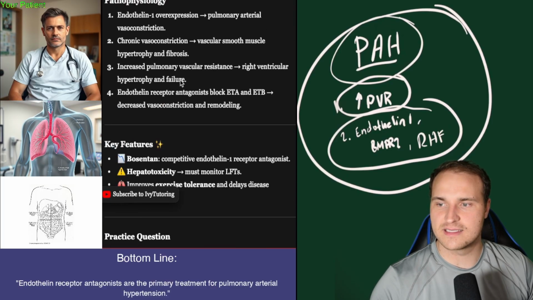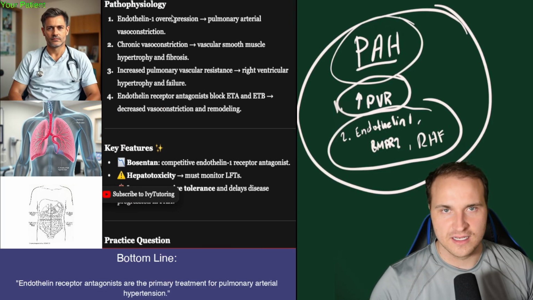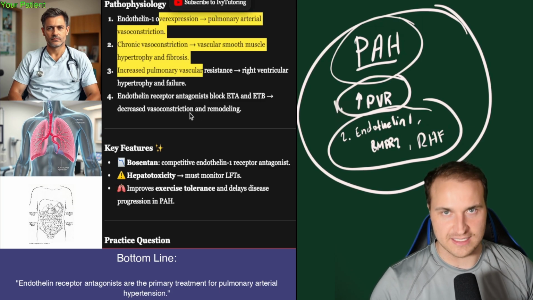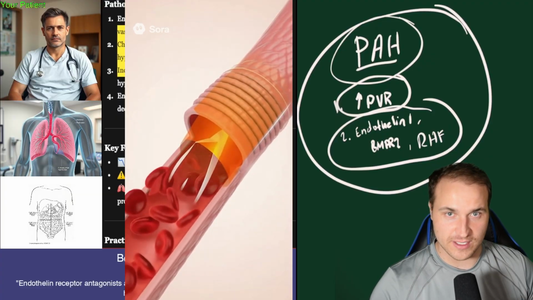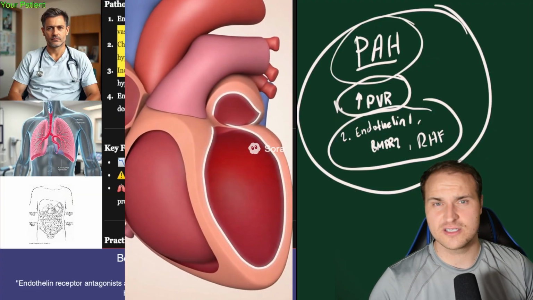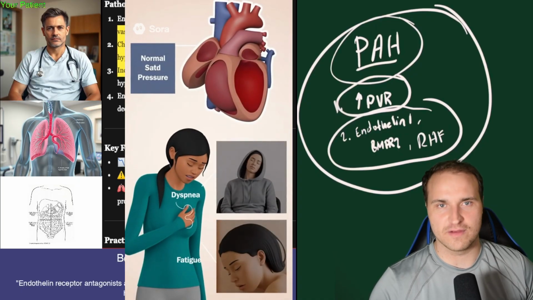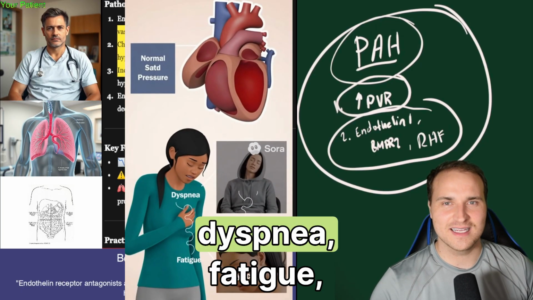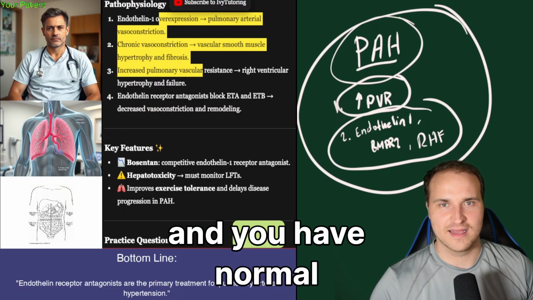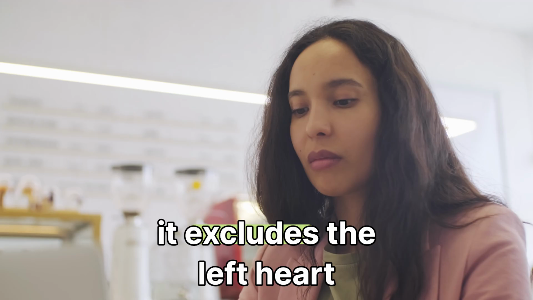All right, so the mechanism here, the pathophysiology. First, we have an endothelial injury, and that decreases a lot of things. Nitric oxide is 1, prostacyclin is 2, and endothelin 1 would be increased. Then you get vasoconstriction and smooth muscle proliferation, the narrowing of the arterioles, and that increases the pressure. The pressure increase causes right ventricular hypertrophy, and then you get right-sided heart failure. And you have that loud P2 sign, dyspnea, fatigue, syncope. And you have normal wedge pressure because it excludes left heart failure.